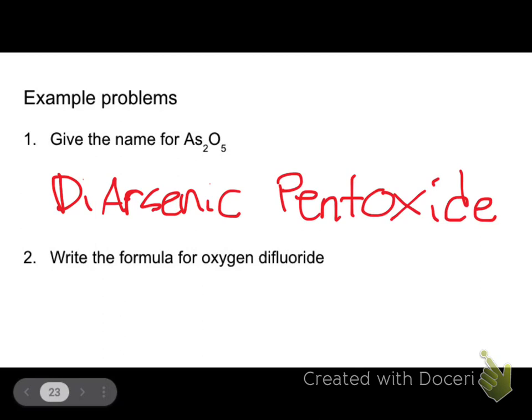And then the formula for oxygen difluoride. The fact that there's no prefix on oxygen indicates to us that there's only 1 atom of oxygen in this. And then the di in front of fluoride tells us that we're dealing with 2, and we can deduce from fluoride that they really mean fluorine.